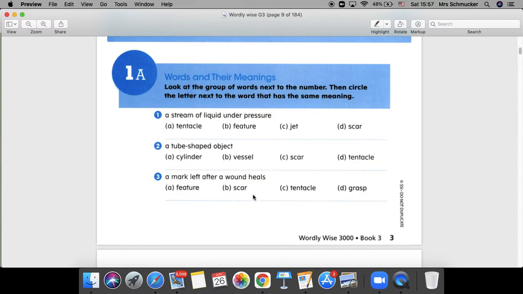Let's just assume Tom got selected by the wheel, right? Tom is answering question 1 and 2. Before Tom answers the question, you tell the whole class, okay, everybody, you're going to be the judges of Tom's answers. Let's say once Tom says, oh, tentacle is a stream of liquid under pressure, you can circle it. And then Tom says a vessel is a tube-shaped object, right? So you circle the answer Tom picked, and then you ask the class.